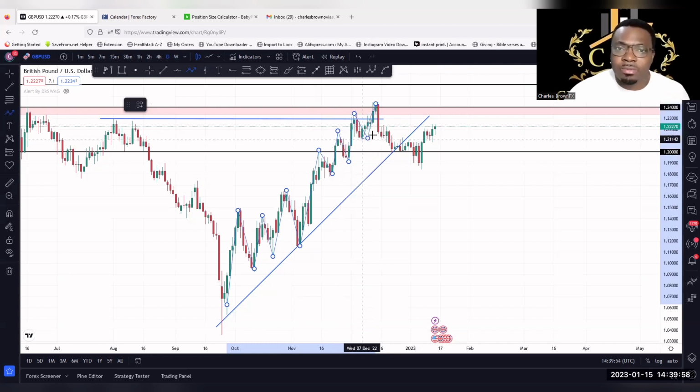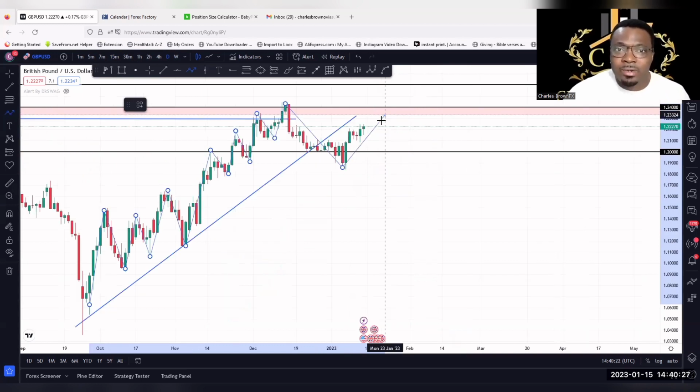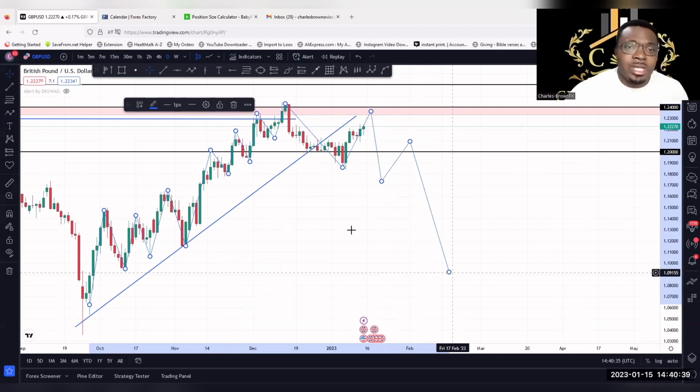So again, we see a break of structure to the downside, and then another break of structure confirming that this uptrend may be fading out. So I'm expecting the market to create a lower high when it gets to this key area. Remember the break of previous structure. It might come back to retest that structure or tap into that zone and then create a rejection to the downside. And then it might break this structure and create another one before starting to head downside.